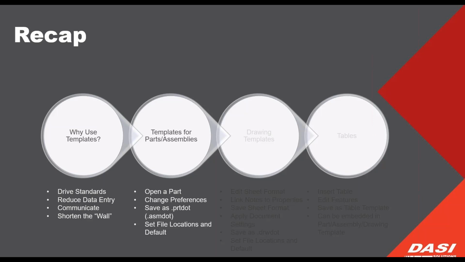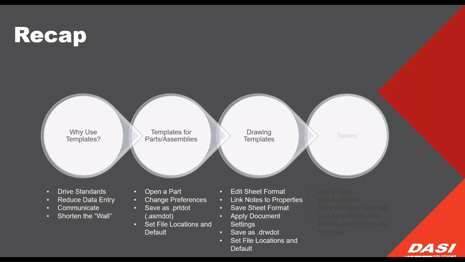Under templates for parts and assemblies, we looked at how to open a part and change the preferences, and then how to save that as a template and set the file locations and default templates. For drawing templates, again, we looked at editing the sheet format and how to link notes to properties, how to save the sheet format separate, apply document settings, and then finally save the drawing template and again set those file locations in default.